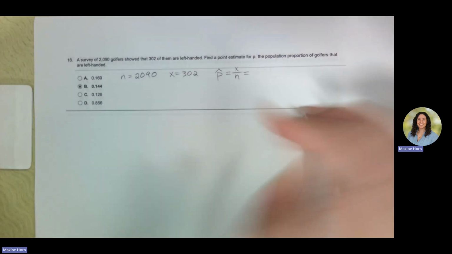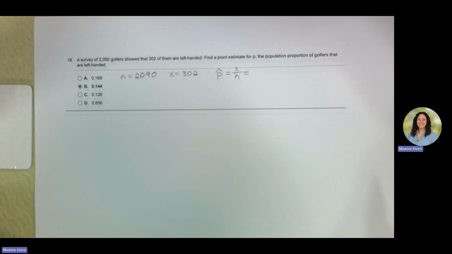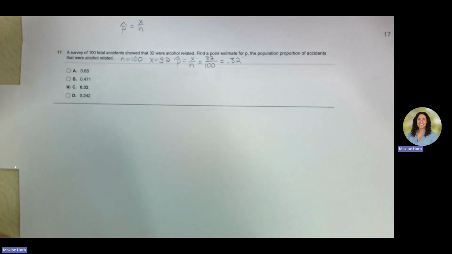X is the number of successes. Successes is not always a positive thing, right? Like in this last one, a success was a fatal accident that was alcohol related, as opposed to a fatal accident that was not alcohol related, right? So it's not always a positive thing, but remember when we're talking about proportions, it's successes versus failures, and they can call anything a success and the other one is a failure.